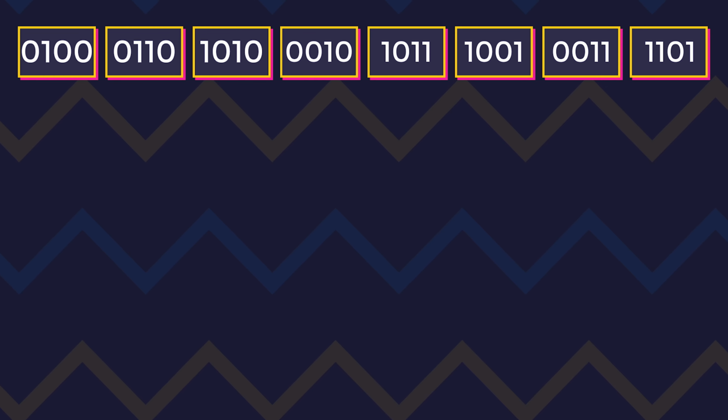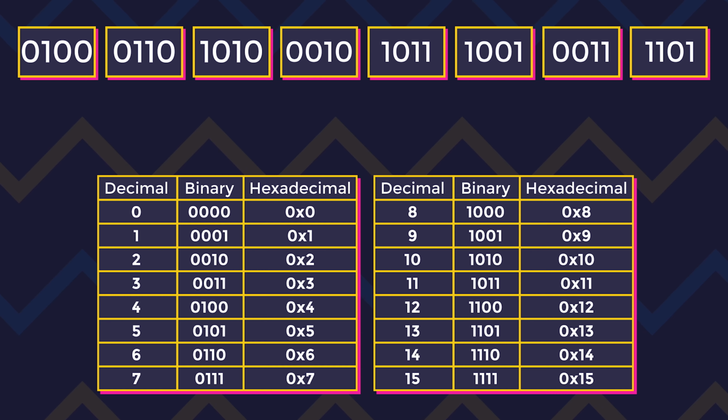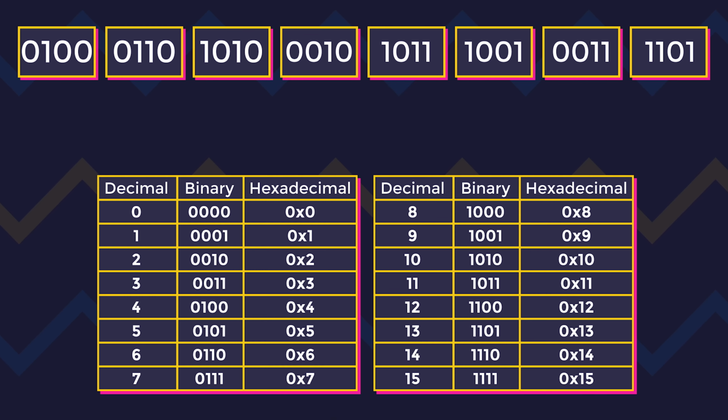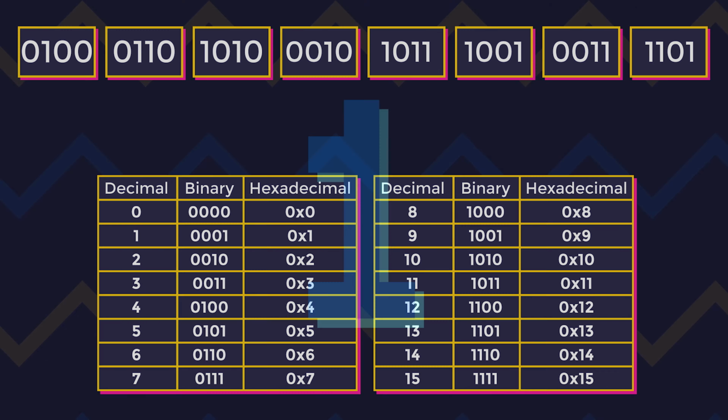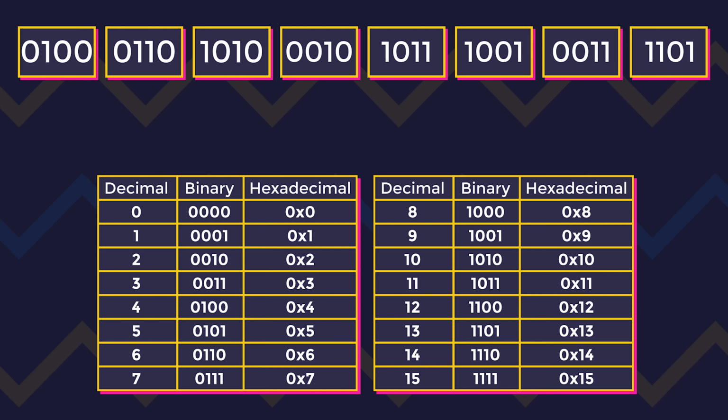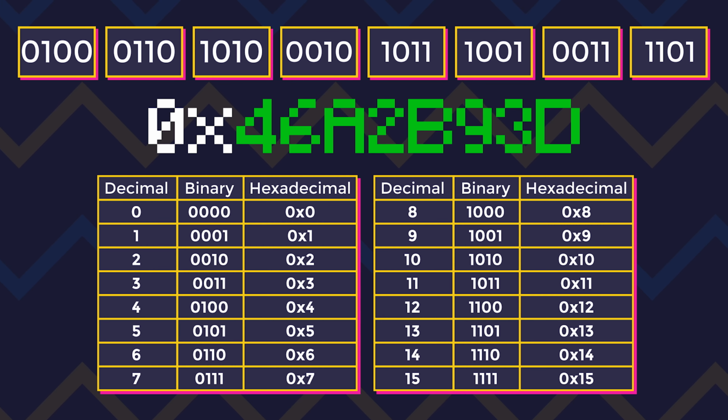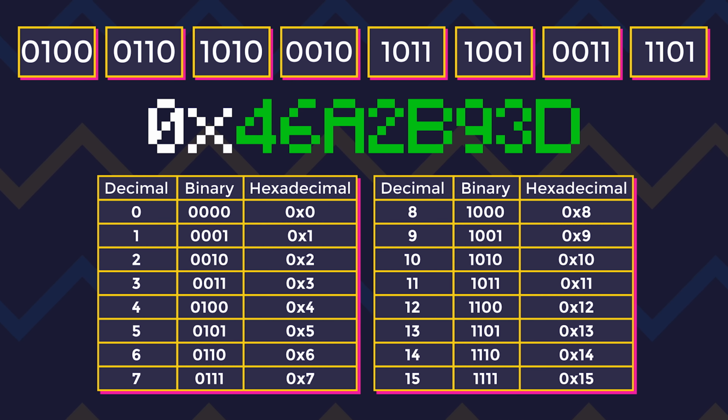So for our first practice, we're going to use this table, but later on we don't really need it because we already understand it. So pause the video right now and try to solve it, because in a few seconds I am going to reveal the answer. Alright, so the answer is 0x46A2B93D. So if you got that answer, that's great. If not, no problem, we're still learning.